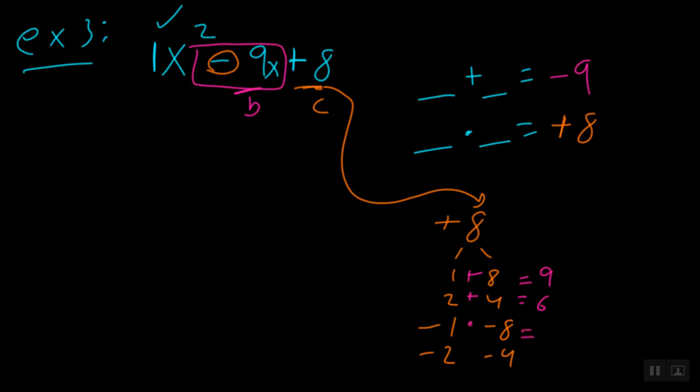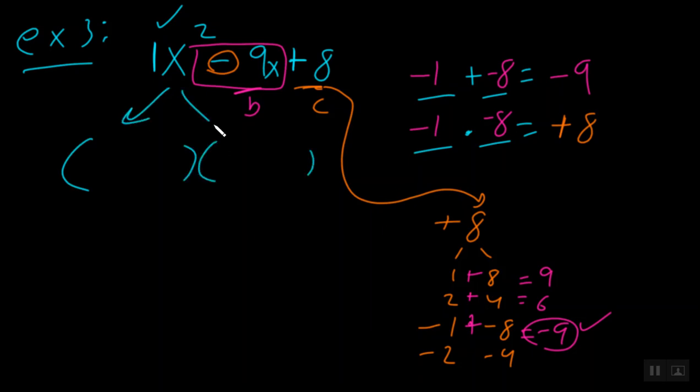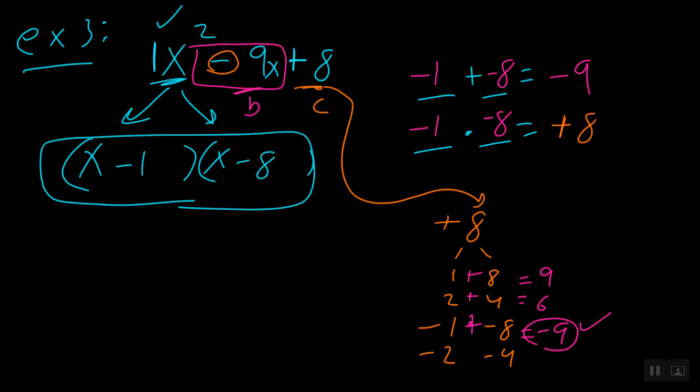And what happens when we add these? Well, -1 plus -8 is -9, and check it out, we have our winner. So what was the actual answer here? It was -1 and -8. We know that -1 plus -8 is -9, and -1 times -8 is positive 8. And so when we go to break it down, it's going to look like this. As always, we know that x times x gives us our x squared, and our two values are x minus 1 and x minus 8. So that is how you'd factor that.